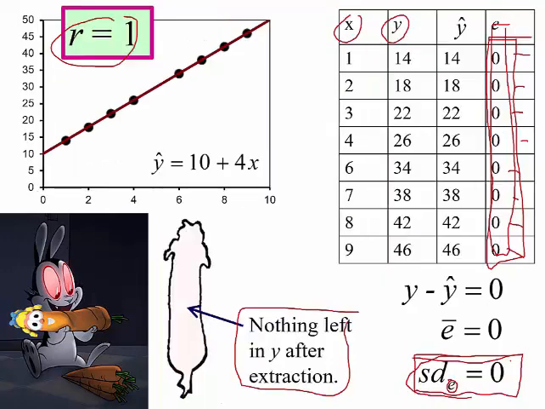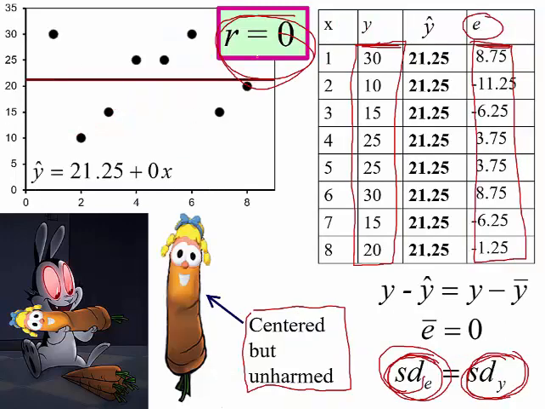So to review, go back up to our previous slide. When we have a perfect positive correlation, if we extract x out of y, there'll be nothing left in y after extraction. X will extract everything out of y, and there'll be nothing left. In contrast, if we have a 0 correlation, if we use x to extract y, y will be unharmed. Nothing will happen. X will try to extract everything it can, but it won't be able to extract anything out at all, and y will walk away totally unharmed. Y will be centered now, centered around 0, but otherwise y will be unharmed after extraction if you have a 0 correlation.